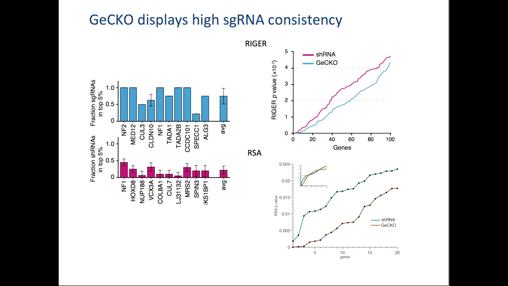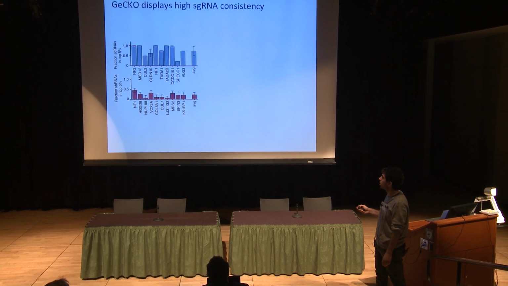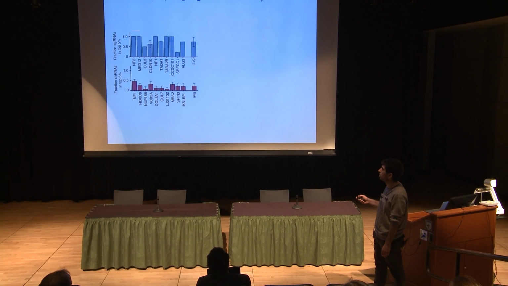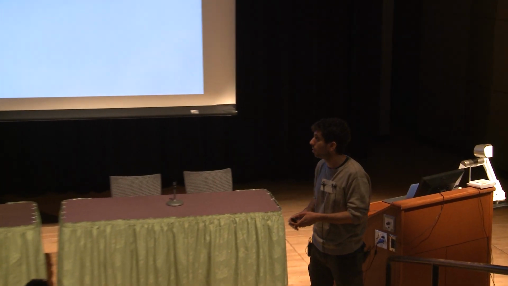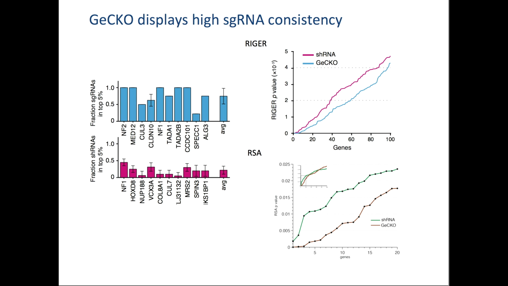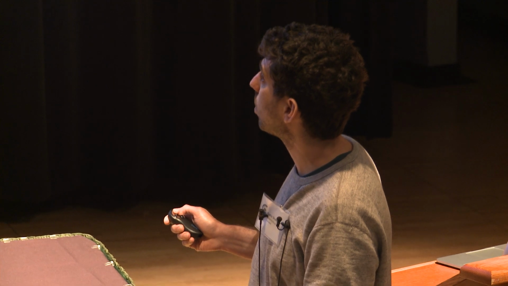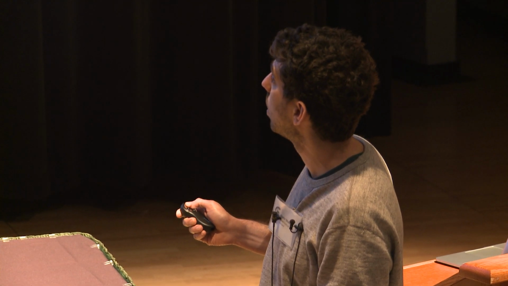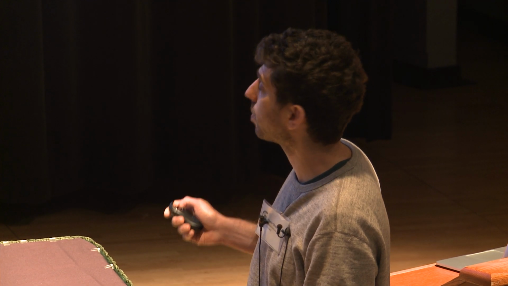So this is not a small improvement. It's a really, really huge improvement. You see that in a lot of these cases, 100% of the sgRNAs are actually enriched. So all of them work, which is really great. We also did all sorts of statistical methods in order to quantify it. There is the RIGER algorithm to do this, and RSA. And in all cases, if you look at the cumulative p-value distribution, you see that GeCKO CRISPR is always lower than the p-values for the top hits for the shRNAs. So statistically, we're doing much, much better with CRISPR compared to shRNAs.